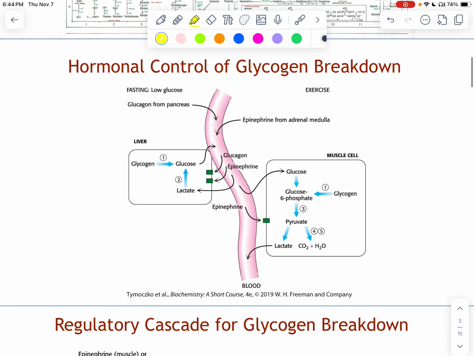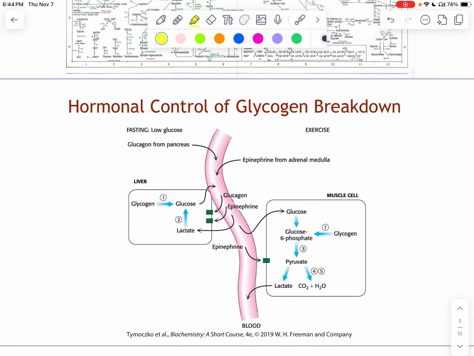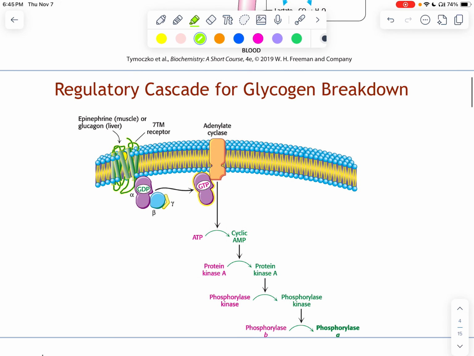If we look at hormonal control of glycogen breakdown, when you are in a state of fasting, so you have low blood glucose, the pancreas will secrete glucagon, which we saw earlier. Or if you are, say, exercising, the adrenal glands will give off epinephrine. And we're going to see that these two things are chemical signals in our regulatory cascade.